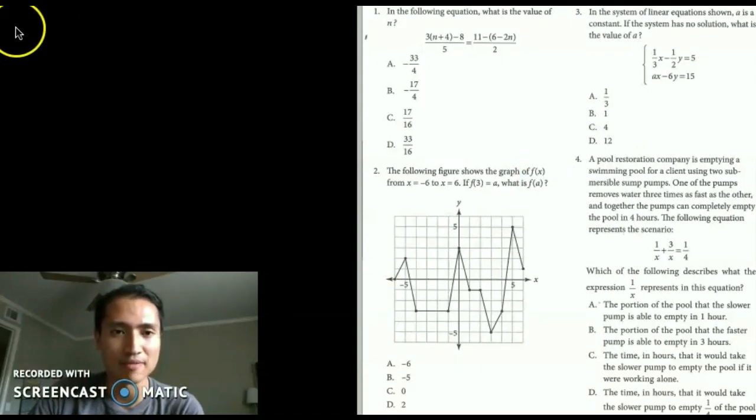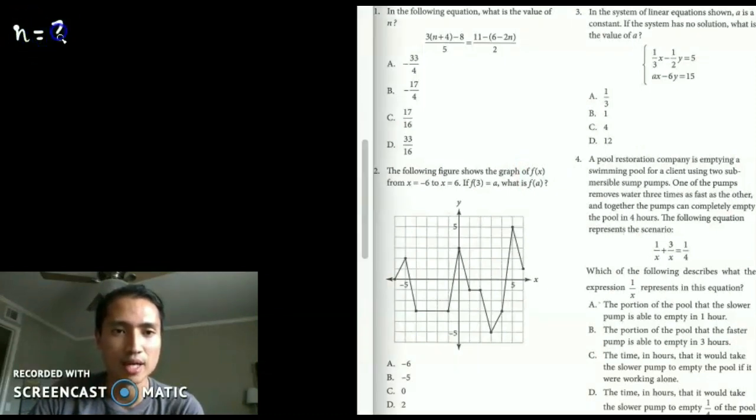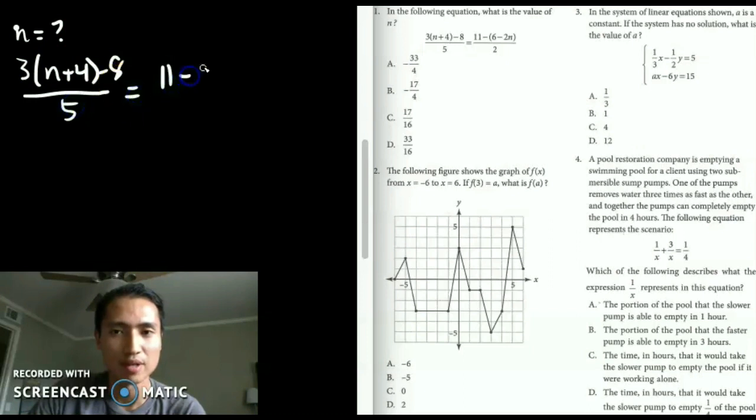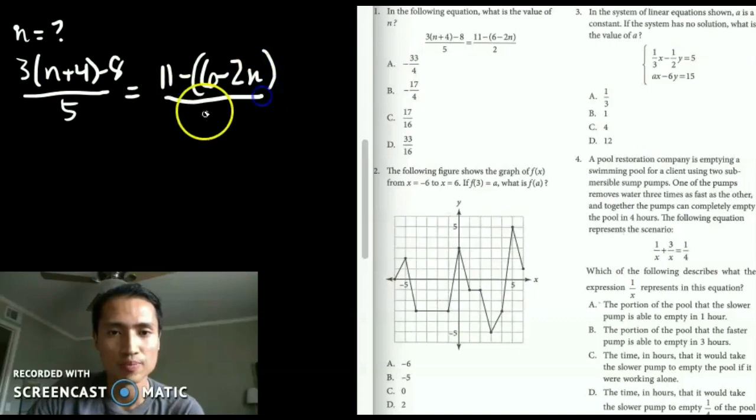Basically, it's asking what is the value of n. So n equals what? And you are given this formula to work off of. So (3n + 4)/5 − 8 = (11 − 6 − 2n)/2.